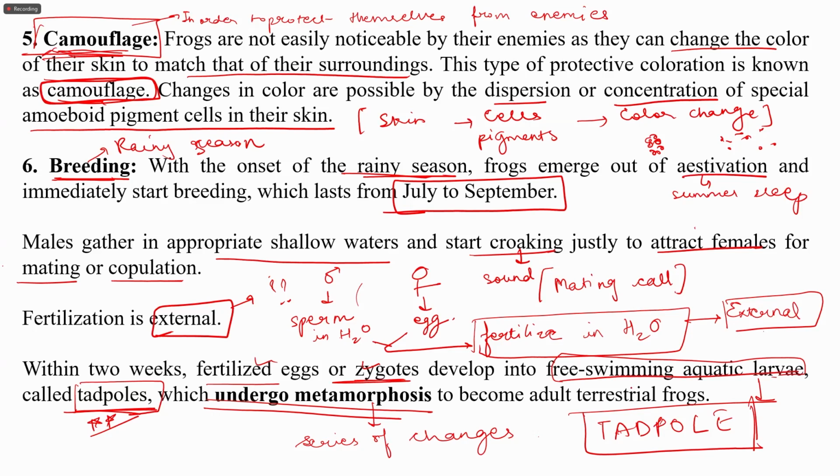So in breeding, we learned that it usually takes place in the rainy season. The croaking sound is made by the male frogs to attract the females for the mating or copulation process. Fertilization is external, where sperms and eggs are released into the water and fertilization happens there. Within 2 weeks, fertilized eggs or zygotes develop into free swimming larvae, the tadpoles, that further undergo metamorphosis to become the adult terrestrial frogs.